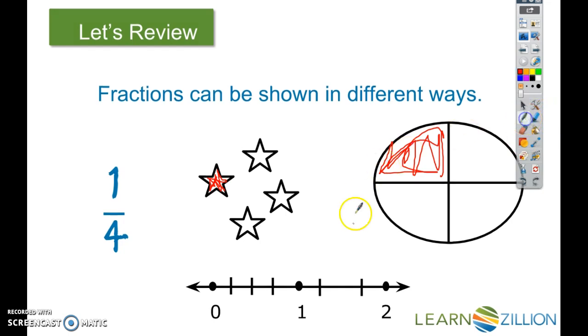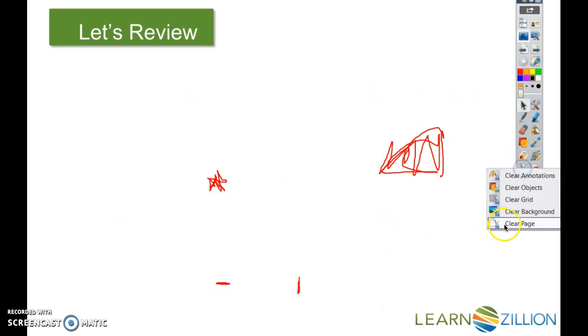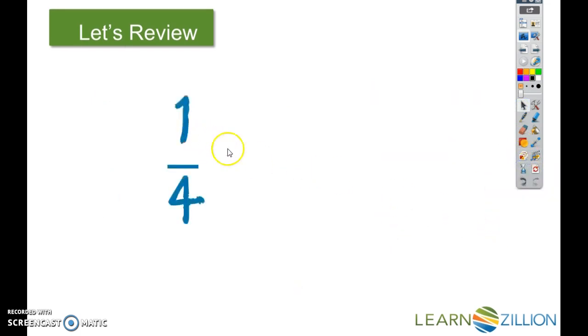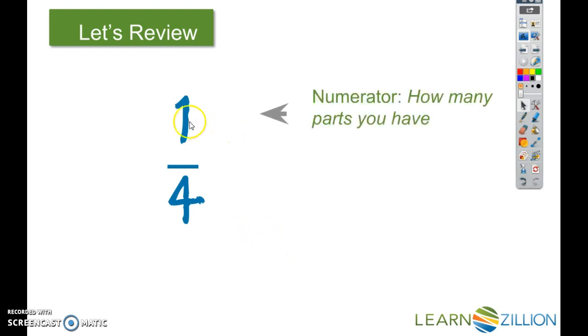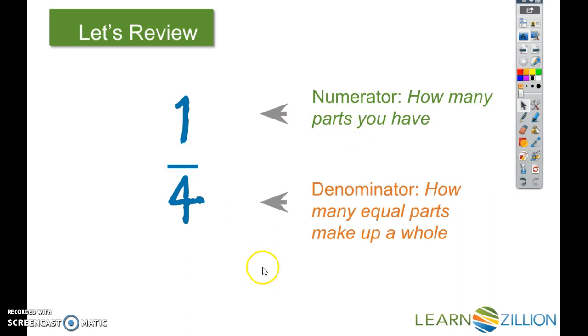And then we've briefly talked about number lines. So here's 1, 2, 3, there's 4 parts. So if I just shade in 1/4, or I go 1/4 of the way, that would be 1/4 on a number line. And quickly we talked about top number is the numerator, that's how many parts you have. And the bottom number is the denominator, how many equal parts make up the whole.